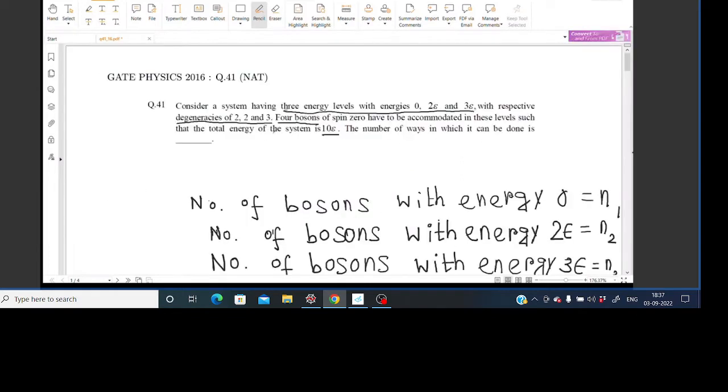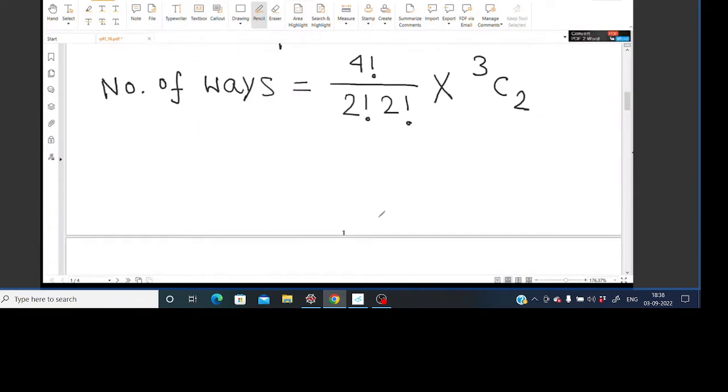The degeneracy of the energy level with energy 2 epsilon is 2, and there are two bosons with energy 2 epsilon. The degeneracy for energy 3 epsilon is 3. We have two bosons with energy 3 epsilon. So the two bosons with energy 3 epsilon can be distributed in 3C2 number of ways. So the total number of ways is equal to 3C2 into 4 factorial by 2 factorial into 2 factorial.